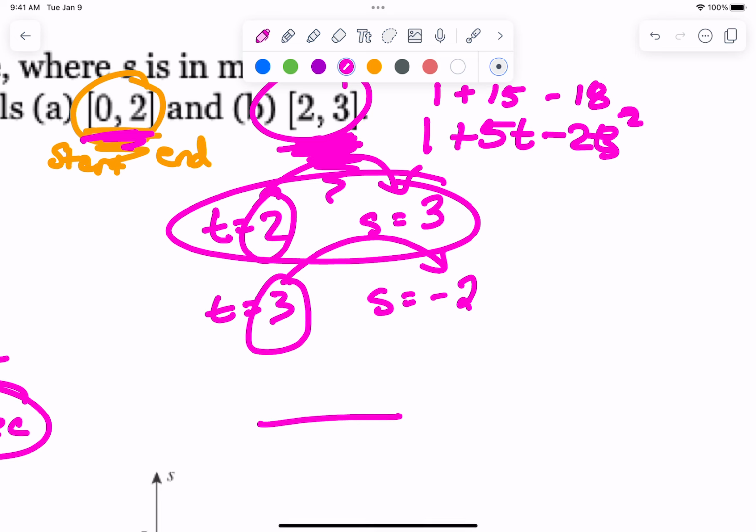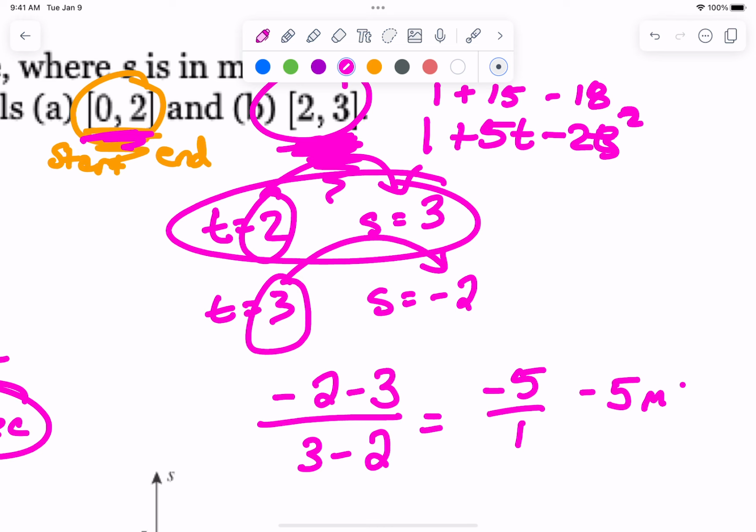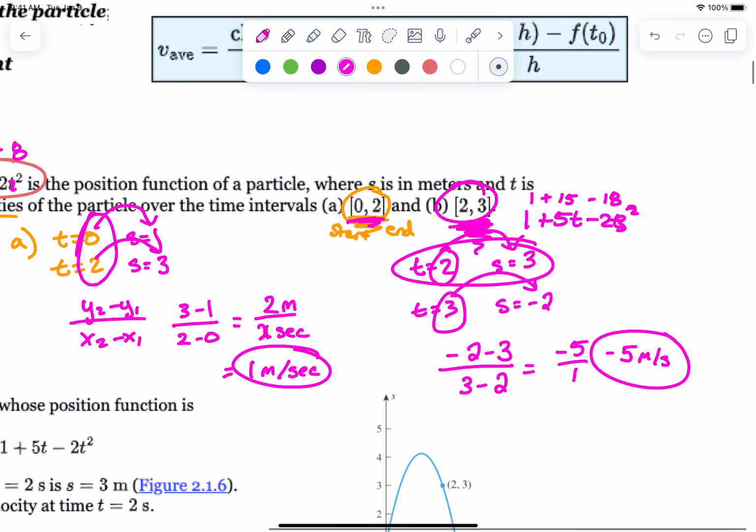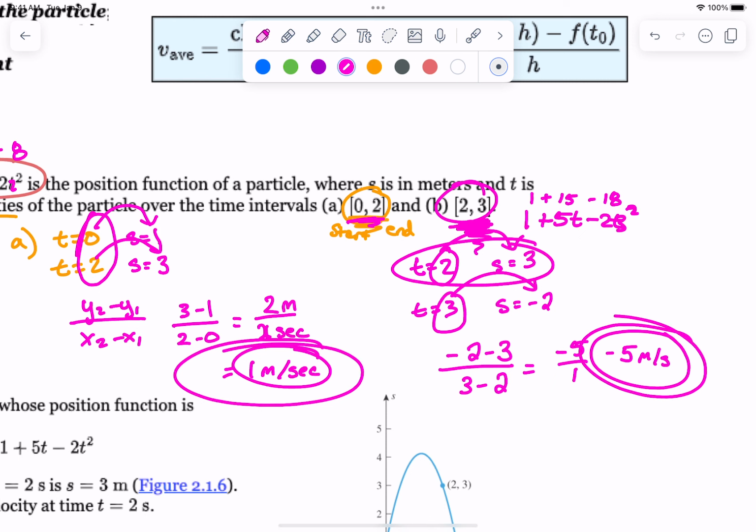Two minus, -2 minus 3 over, that's 3 minus 2... -2 minus 3 over 1, which is -5 over 1. So my velocity is like -5 meters per second. You see that? Okay, now here's the deal. This one, my velocity was 1, and this guy, my velocity was -5. So which one is faster?